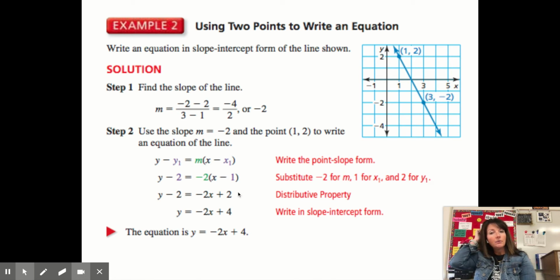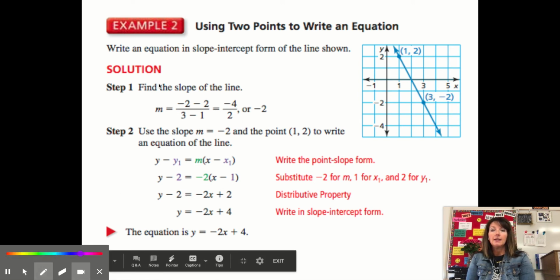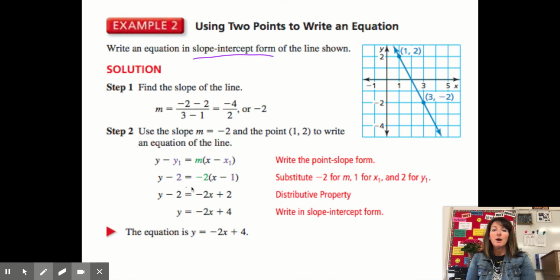Now, when we get down to this step right here, because it wants the line in slope-intercept form, we go ahead and solve for y. So first step, distribute the slope. Then we're going to add 2 to both sides so that we can isolate the variable y, and we're left with y is equal to negative 2x plus 4.